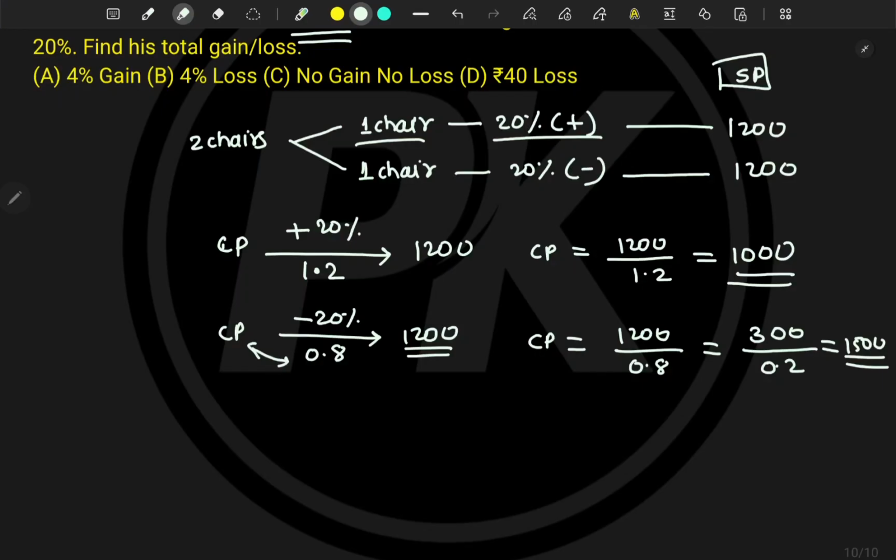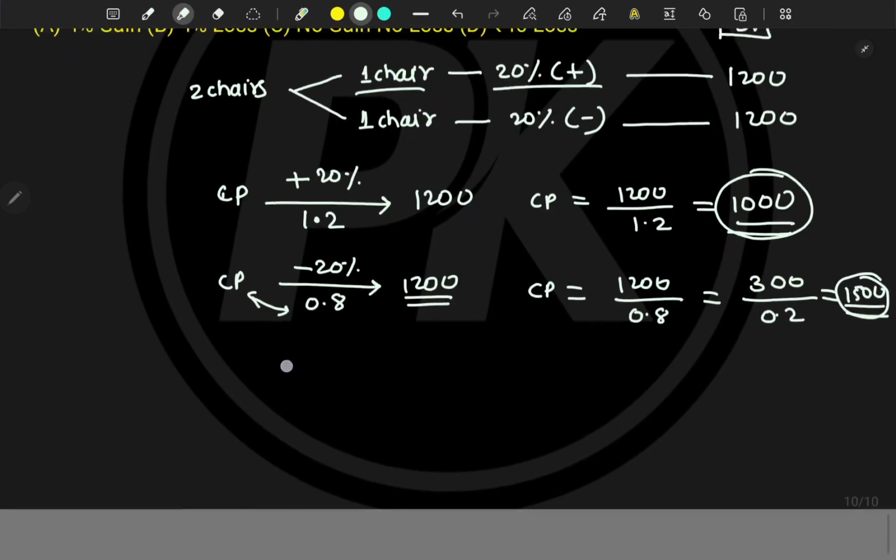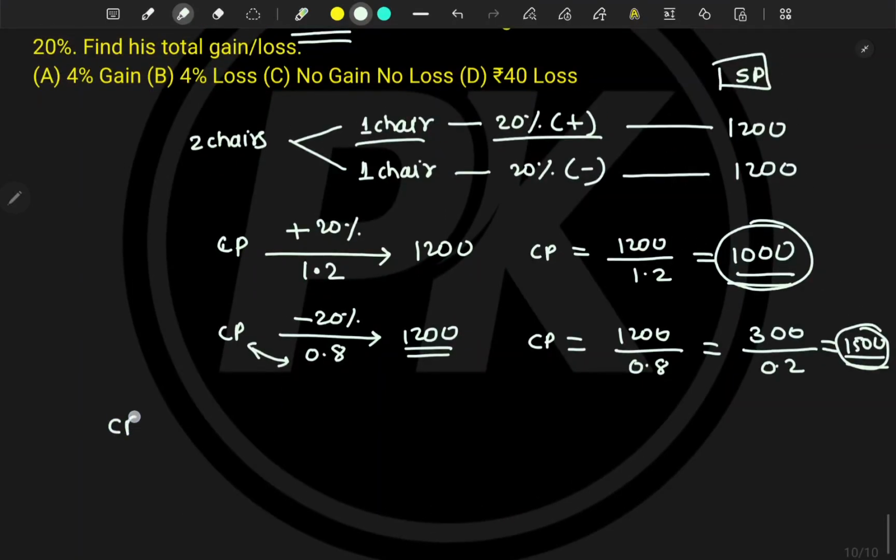That means for one chair the price was 1500, for the other chair the price was 1000 rupees. That means the cost price of two chairs was how much? It was 2500, and he sold for how much? 1200 plus 1200, so the selling price was 2400.